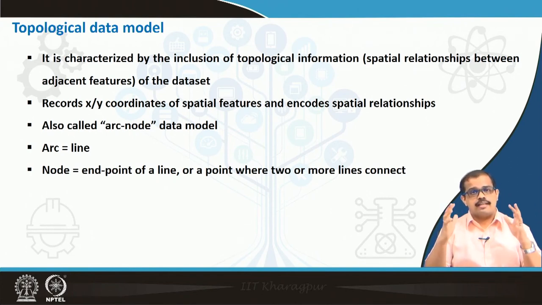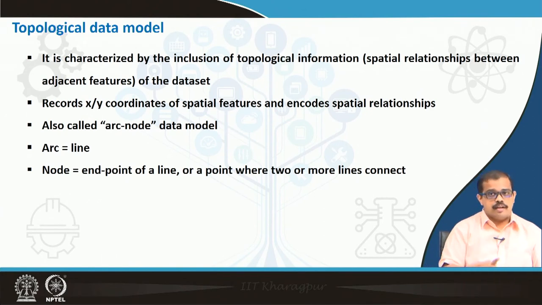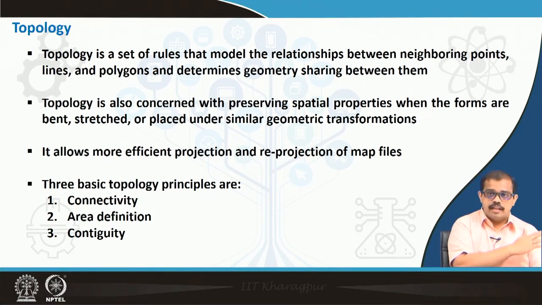So the topological model is also called the arc node model, where arc is nothing but a line, and node is the end point of a line. So when we are looking at topology, topology is a set of rules, okay, be specific here. Topology is a set of rules that model the relationship between neighboring points, okay. In a spaghetti model, we are not worried about that. It is about points, lines and polygons. So it is completely different, but here it is between neighboring points, lines and polygons. It is a relationship between neighboring lines and points, lines and polygons, which determines geometry sharing between them always, okay. Topology is also concerned with preserving spatial properties when the forms are bent, stretched or placed under similar geometrical transformations, which are not happening in the spaghetti model.